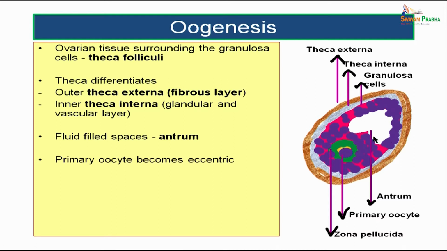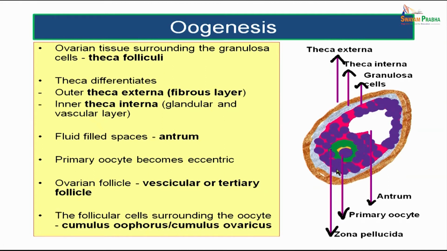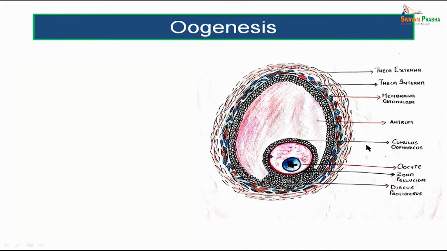So, the primary oocyte, because of the formation of the antrum, will be pushed towards the periphery, and now the position of the primary oocyte will be shifted from the center to an eccentric position, and the ovarian follicle will now be called a vesicular follicle or a tertiary follicle. So, the tertiary follicle will have a cavity within the follicle. Now, the follicle cells surrounding the oocyte will be renamed as cumulus oophorus. These cells surrounding the oocyte are known as cumulus oophorus or cumulus ovaricus.